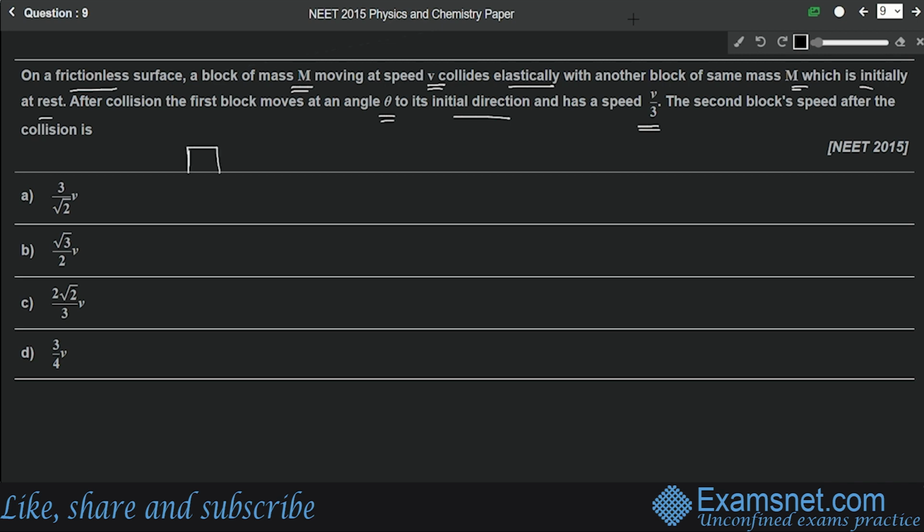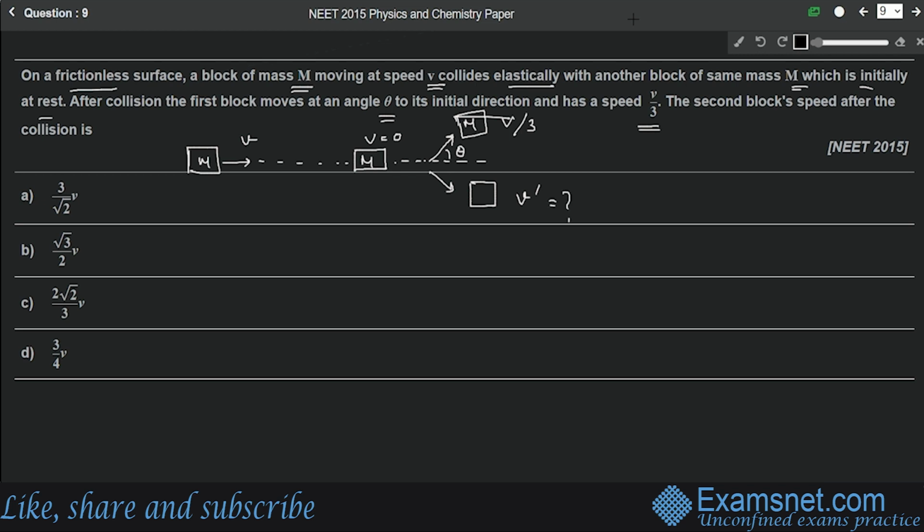Okay, so we have a block of mass m moving with the speed v, then it collides elastically with another block of same mass that is at rest. Okay, so this second mass has speed 0. When it collides elastically, then the first block moves at an angle theta to its initial direction. This is the angle theta. This is the first mass. Okay, and now its speed is v by 3. Similarly, the second block also moves, but we don't know the speed of this second block. Let's say it is v dash. So we have to find the speed of the second block. That means we have to find the value of v dash.